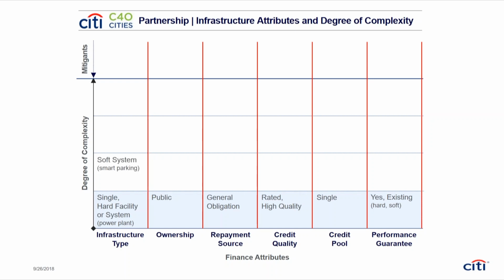A soft system would be something software enabled, like soft parking. You have an app that shows you where parking spaces are and reduces the amount of time that cars are running around giving out emissions and wasting time. Or distributed hard systems, which could be green roofs and solar panels. And lastly, natural systems, things like bioswales.